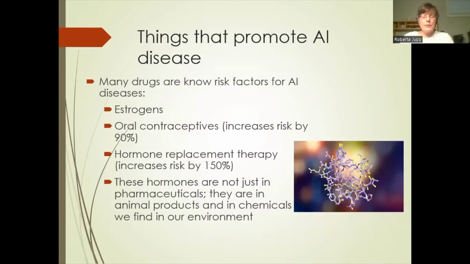So there's some drugs that can increase our risk for autoimmune disease. Estrogens, and these are ones that are given, not the estrogen that occurs naturally in our body. Oral contraceptives can increase our risk by 90%. Hormone replacement therapy can increase our risk by 150%. And so these are not just in maybe prescription drugs that we receive, but they're also in animal products and chemicals that we find in the environment.